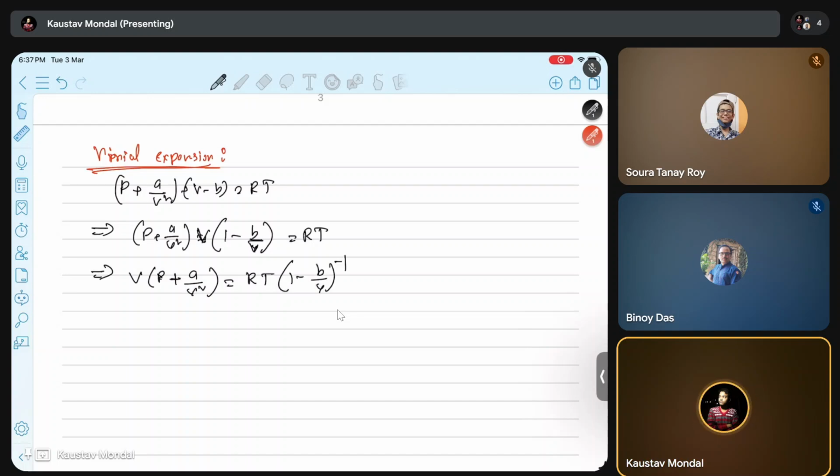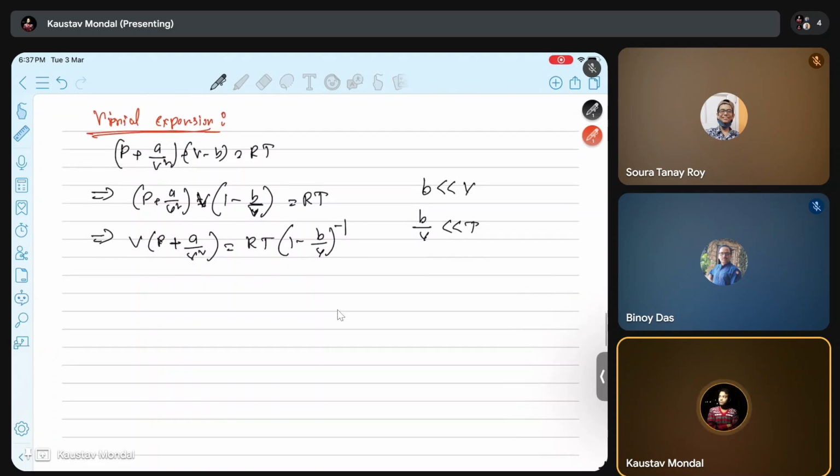Now we know that b is simply the co-volume, right? So basically b is much smaller than V. So b by V is also much smaller than 1, right?